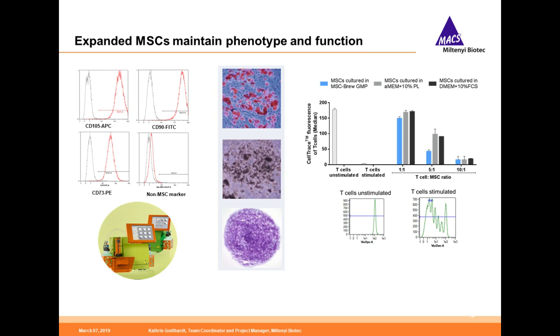Furthermore, it's important that MSCs show their multi-lineage differentiation potential, and we have analyzed this by using the Miltenyi differentiation media for adipocytes, osteoblasts, and chondrocytes. The pictures are shown here in the middle, and as you can see, the differentiation potential is observed after the 6 passages when you use the MSC-Brew GMP medium or StemMax medium.